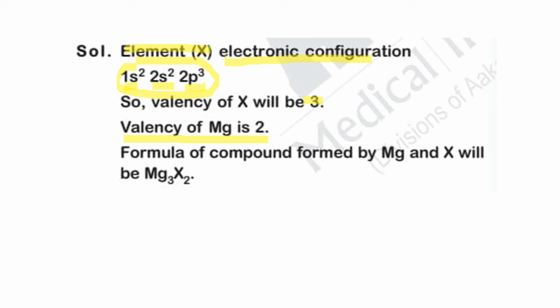So with this we can say that the formula of the compound formed by Mg and X will be Mg3X2, because the valency of Mg will go under the power of X, and the valency of X will go under the power of Mg. So that's why it becomes Mg3X2. So the correct answer is option 4th, which is Mg3X2.